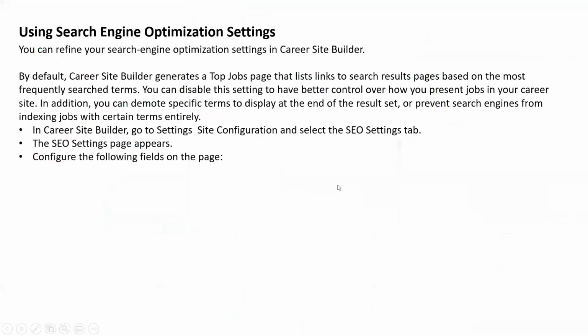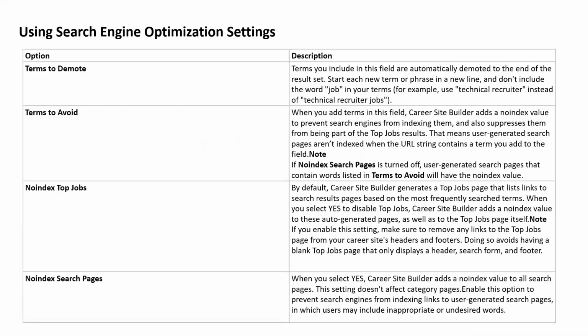I'm not going to dive into it because it's a wide concept, and let's focus on SAP recruiting at this moment. So just quickly showing you what an SEO, search engine optimization, is and how it will appear. Search engine optimization settings usually have a variety of information like terms to demote, terms to avoid, no index topic and no index search. So these are options that are available within the SEO.